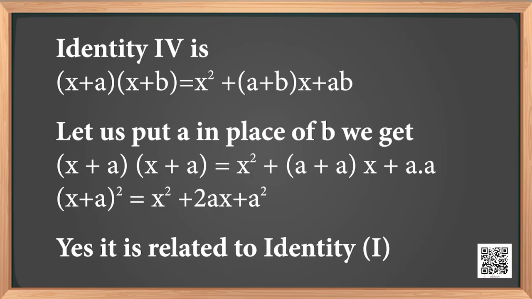Let us consider the special case of identity number 4 with a is equal to b. What do you get? Is it related to identity number 1? Let us see. Identity number 4 is (x plus a) times (x plus b) is equal to x square plus (a plus b) into x plus ab. Let us put a in place of b. We get (x plus a) times (x plus a) is equal to x square plus (a plus a) into x plus a into a. That is, (x plus a) whole square is equal to x square plus 2ax plus a square, which is nothing but identity number 1. Yes, it is related to identity number 1.